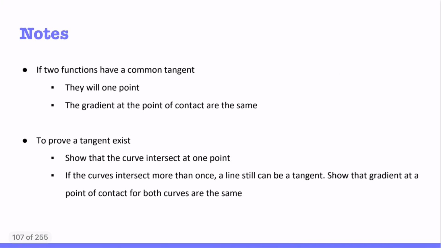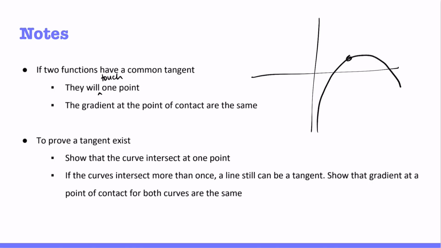All right, so just a couple of points about this. If two functions have a common tangent, then that's meant to say they will touch at one point. So what they mean by that is if I've got a curve here and then I've got another curve that has the same tangent, then the idea is that they touch the same tangent line. So the gradient at that point is the same and the point that it passes through is the same. Therefore, these two equations or functions are going to touch.